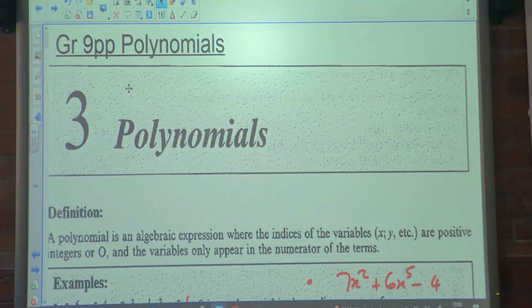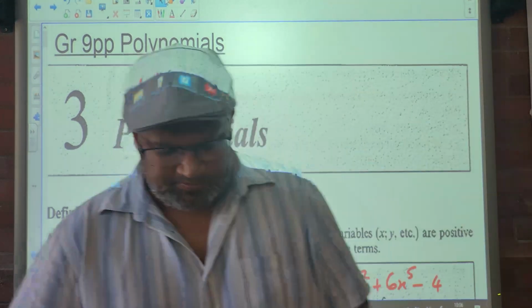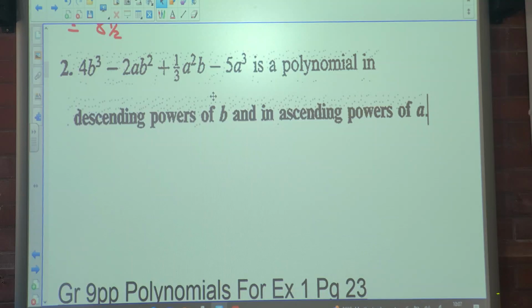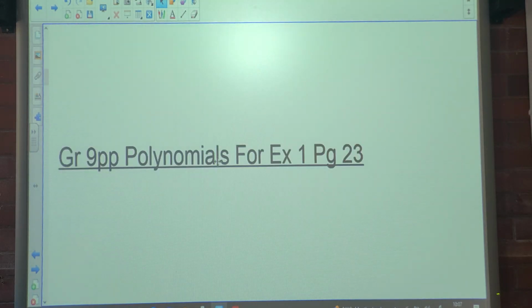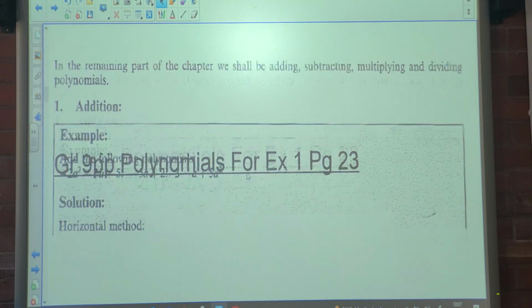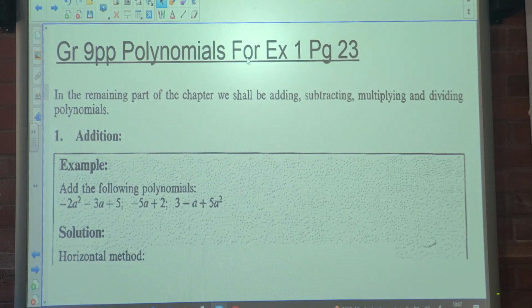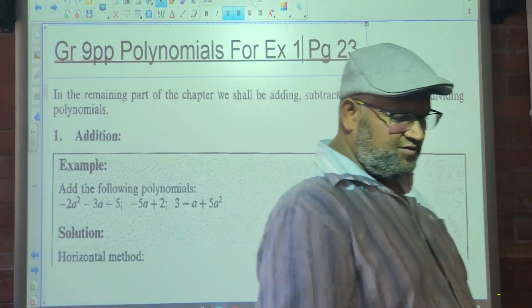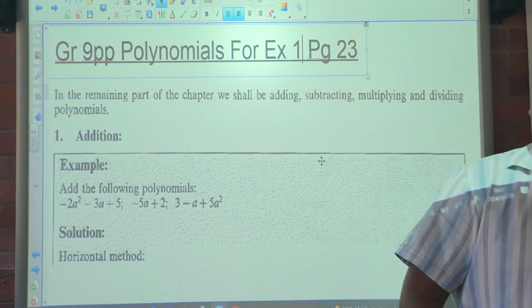Okay, good morning class. So today we're looking at polynomials. We're looking at basically the second lesson. So we spoke about the definition of polynomials. So today we're going to look at examples for exercise 3, 4, 5 and 6.